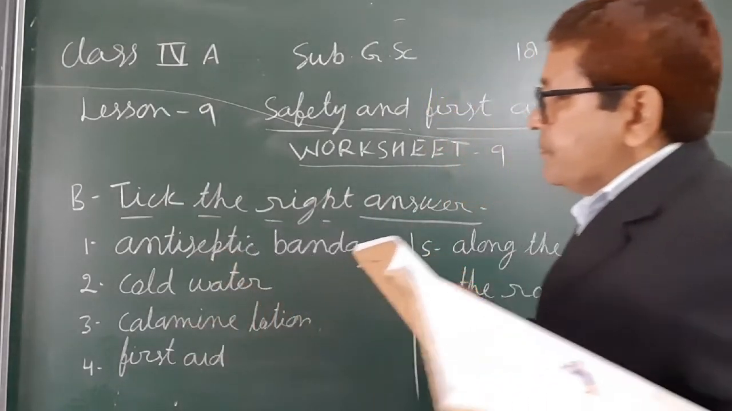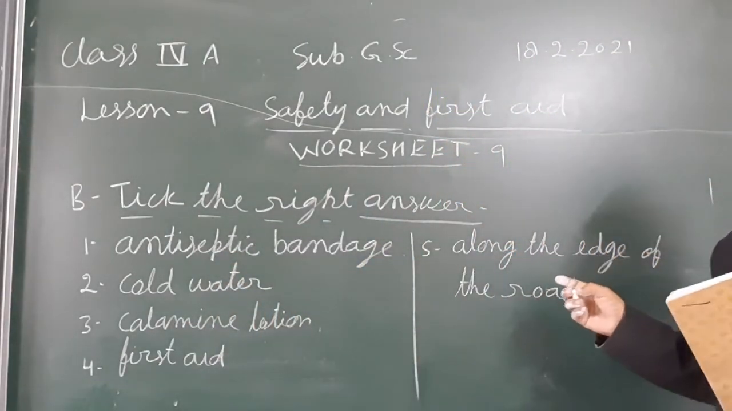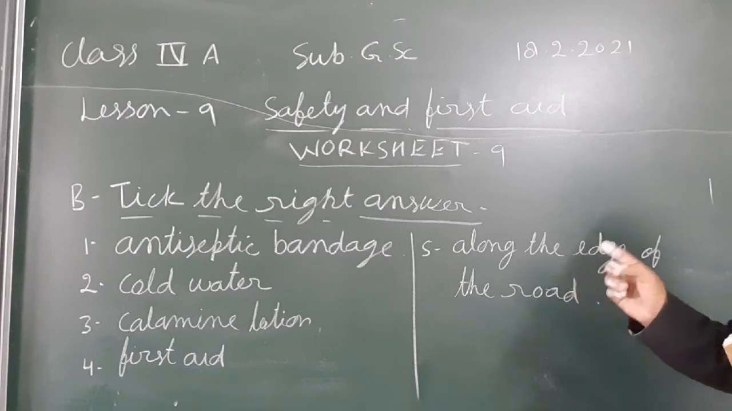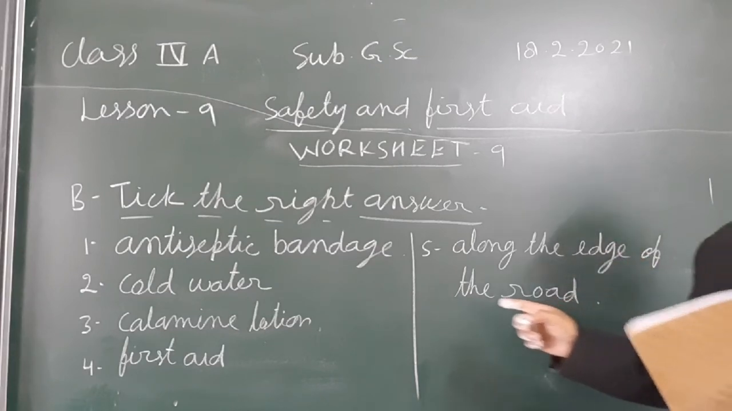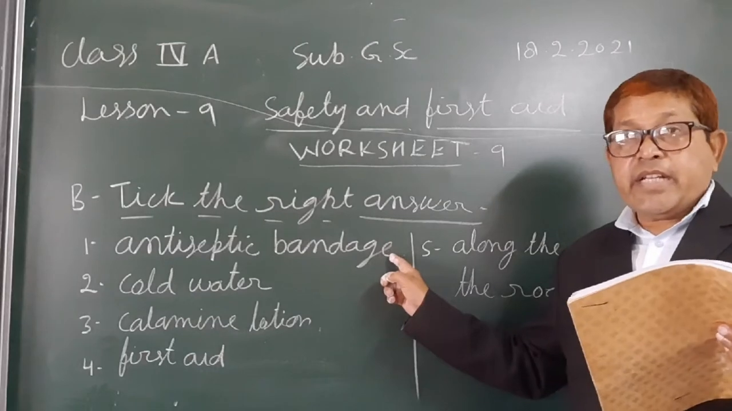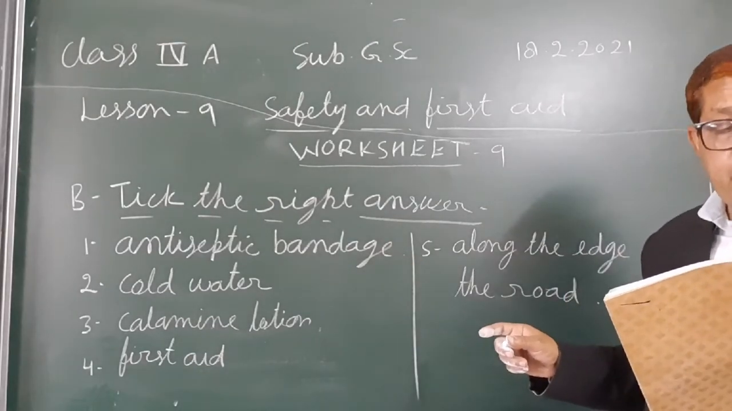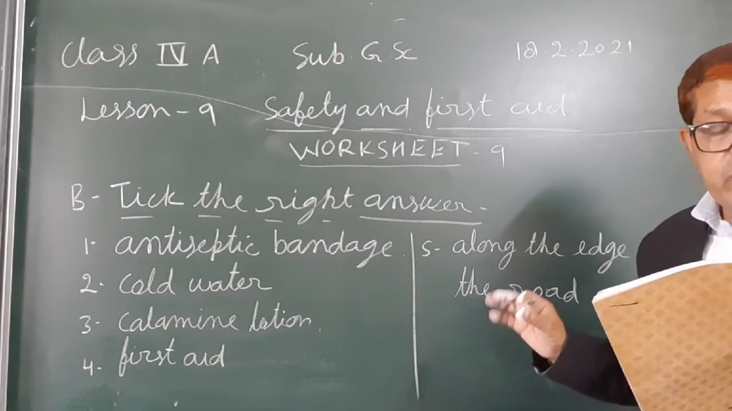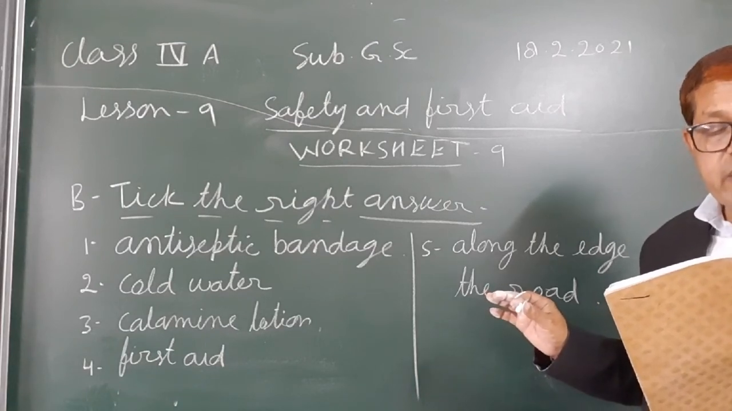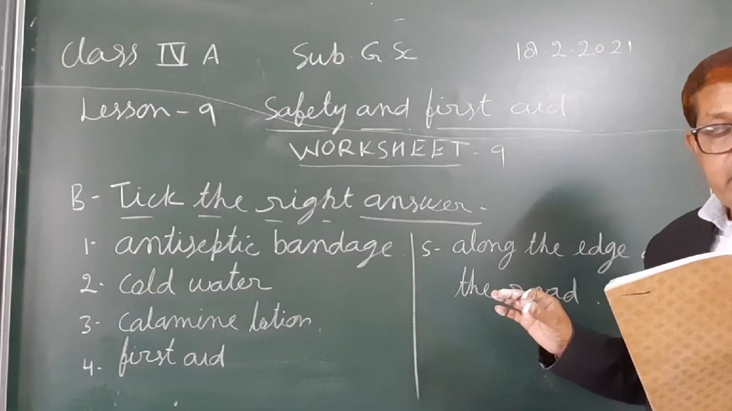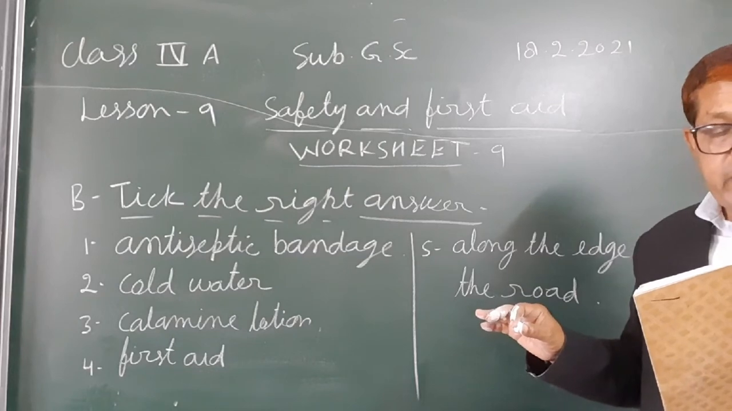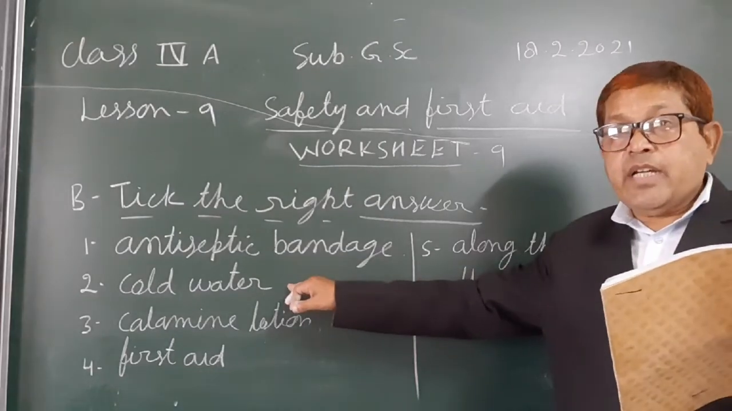So you see here, take the right answer once again. Minor cuts should be covered with, three options are there: antiseptic bandage, water and oil. So antiseptic bandage is the correct option. Now second, in case of minor burns, hold the burnt part under. Three options are there: hot water, cold water, and sunlight. So here, cold water is the correct option.